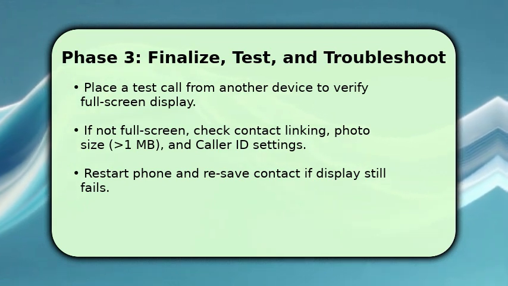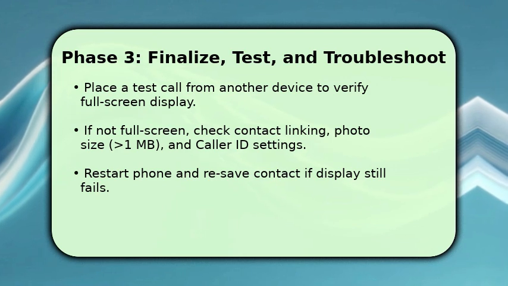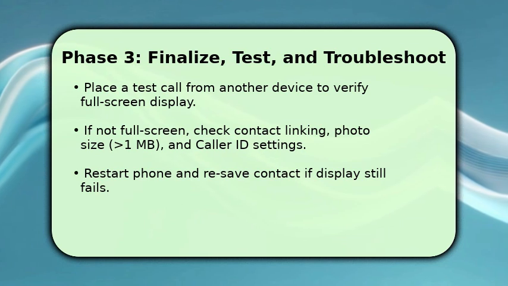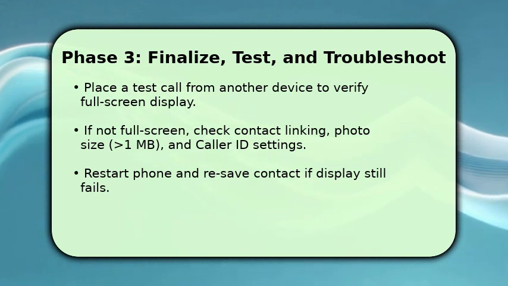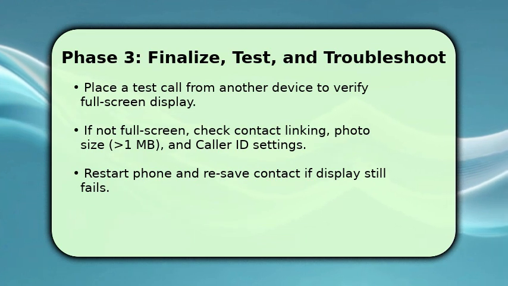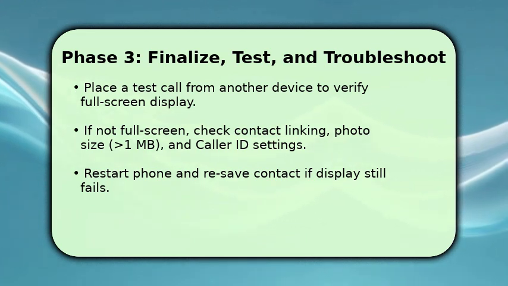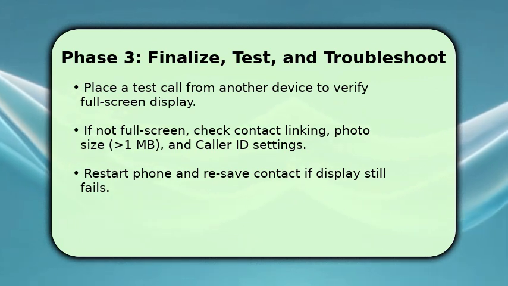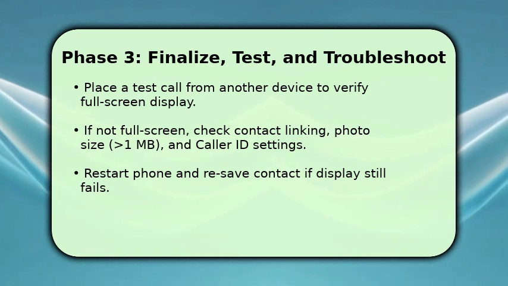If the photo appears small or cropped incorrectly, check that the contact isn't linked to multiple accounts. Use a larger image file, over 1 MB, so scaling looks sharp, and confirm caller ID is set to full screen. Once done, restart the phone and resave the contact if problems persist. That often forces the system to refresh cached images and fixes lingering issues.